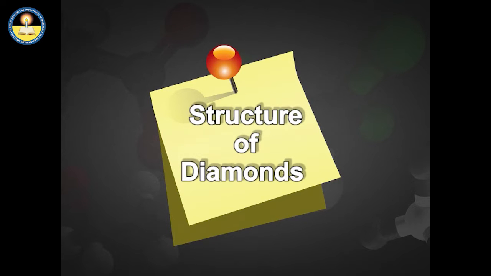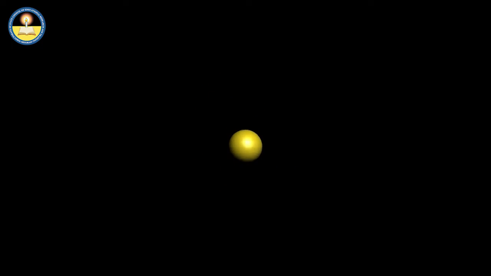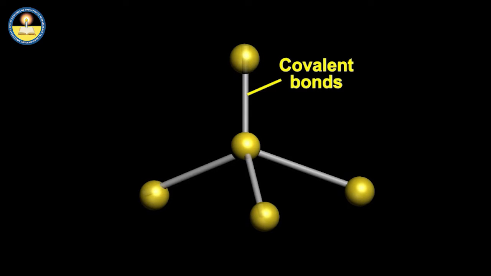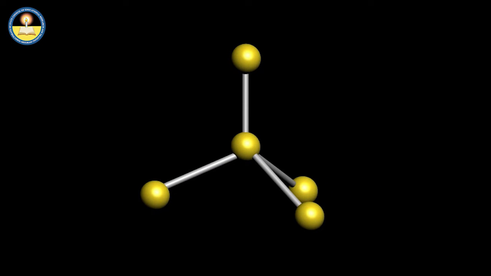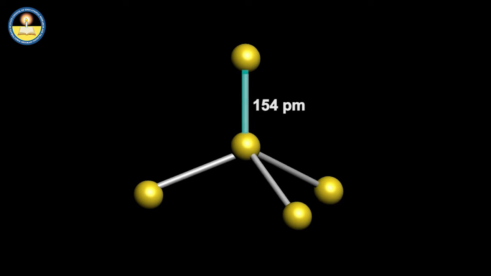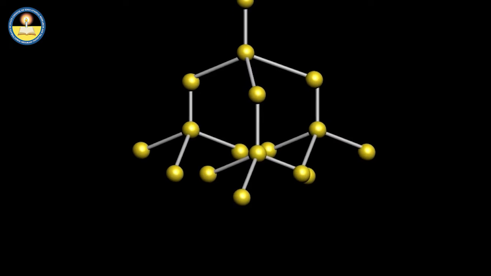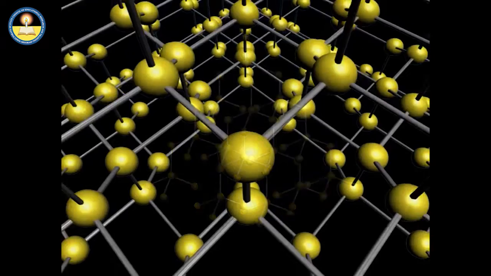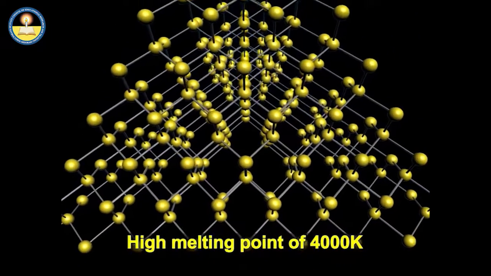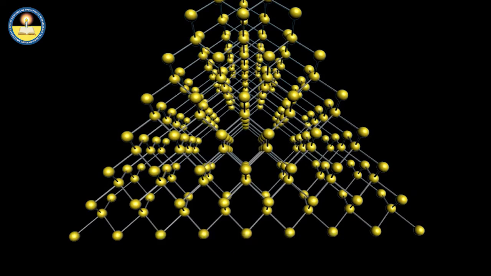In diamond, each carbon atom is bonded to 4 other carbon atoms by covalent bonds. This forms a 3-dimensional network resulting in a tetrahedral structure. Each carbon-carbon bond length is 154 picometer. As the carbon atoms in diamond are very closely packed in space, it is very hard with a density of 3.5 grams per cubic centimeter and has a very high melting point of 4000 Kelvin or even more.